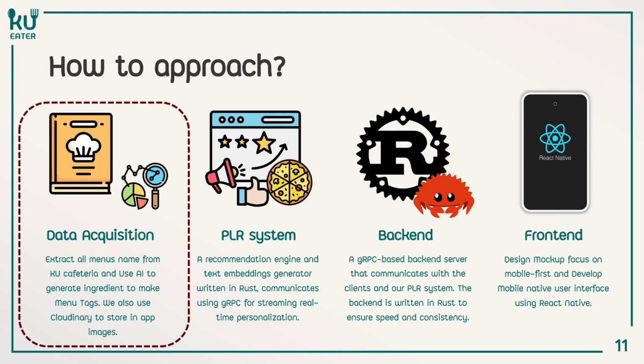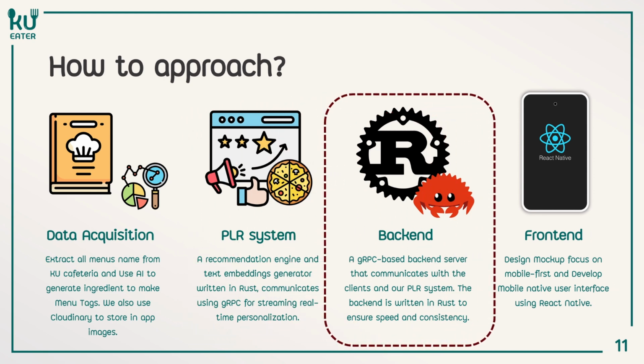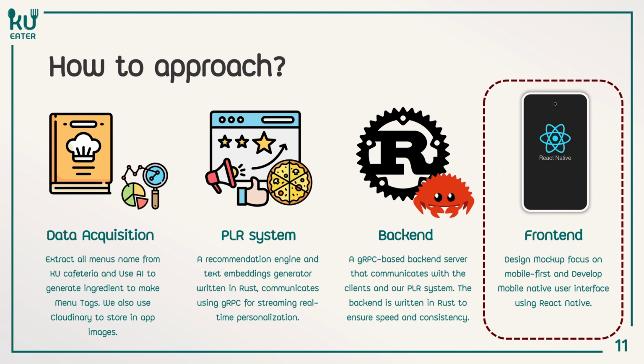And then we have our development phase, which consists of a personalization system. It is actually a recommendation engine and embedding generator. It's written in Rust and communicates in real time using gRPC. The backend is also a gRPC-based server, which communicates with our front-end clients and our personalization system. We use Rust to ensure speed and consistency. And next up is the front end. We make our front end mobile first because we want our application to be accessible and portable, and we develop a very mobile-native user interface using React Native.